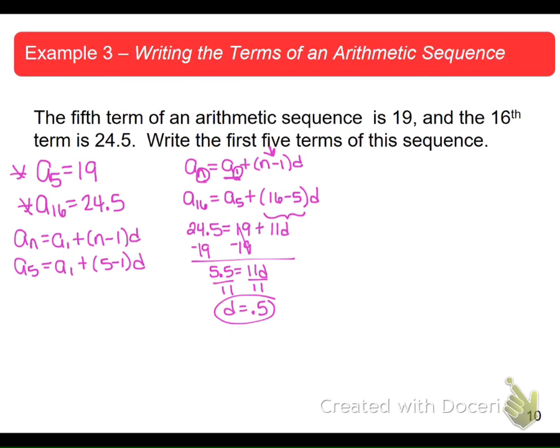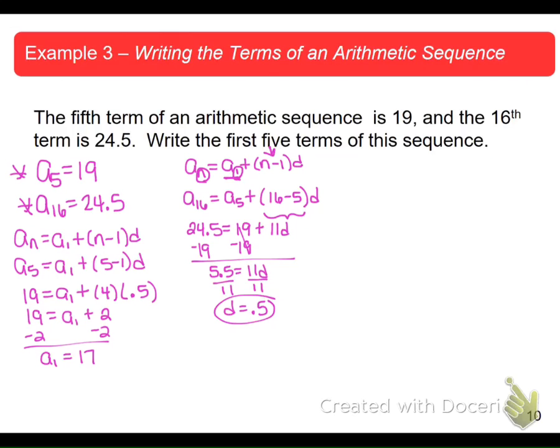Alright, so I know a sub 5 is 19 equals, I don't know a sub 1, that's what I'm after, plus 5 minus 1 is 4 times that common difference, which we said is 0.5. So then just work this out. So 19 equals a sub 1 plus 2, subtract the 2, and so we find our first term, a sub 1, is 17.